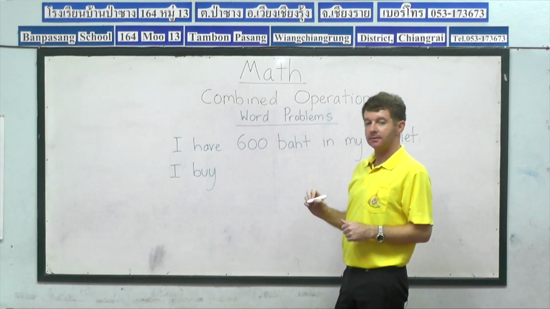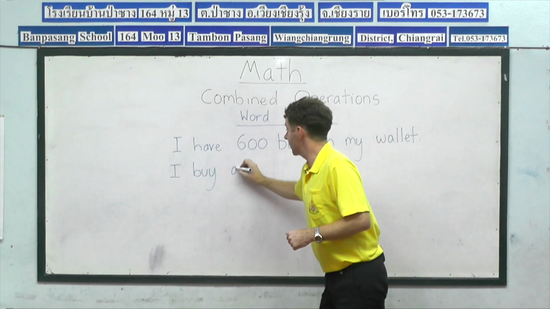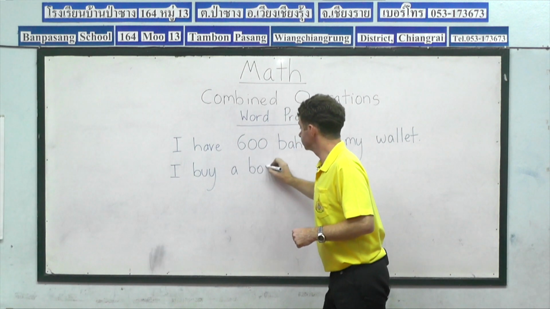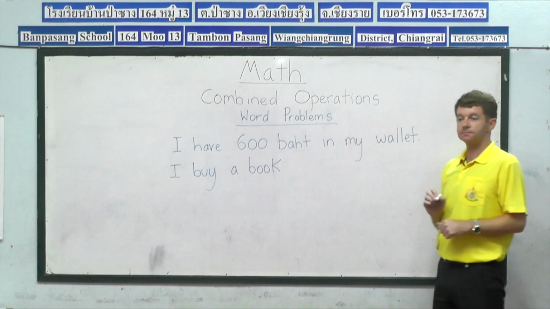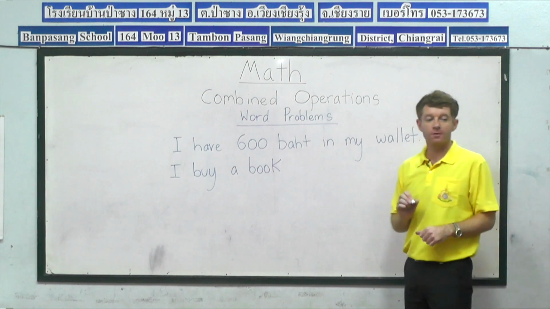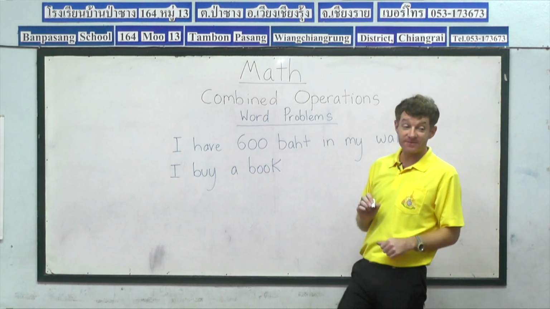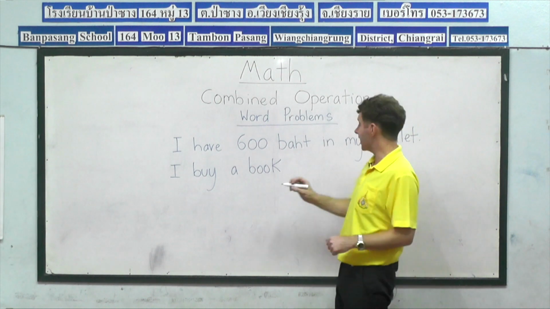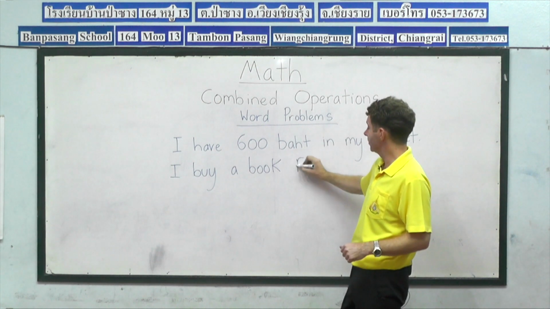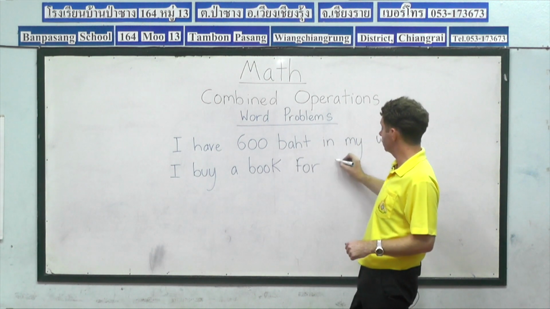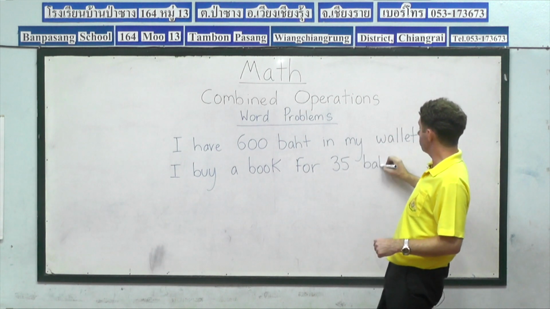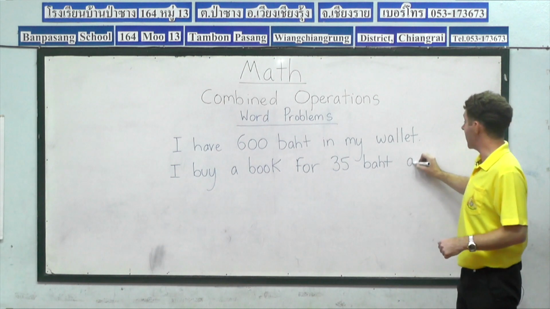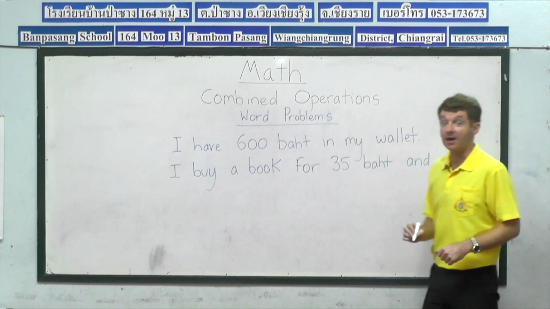I buy a book. How much does the book cost, guys? How much does the book cost that time? 35 baht. Okay, I buy a book for 35 baht and a coffee.